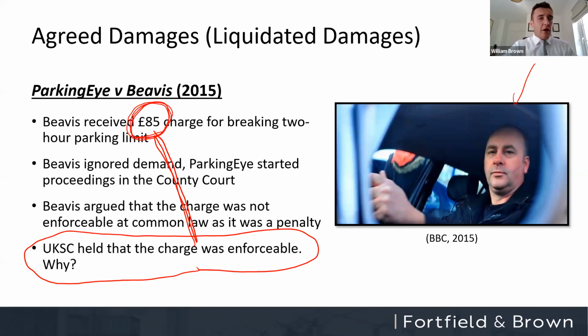Subjective, I would say it's probably objective. To the reasonable person, is £85 unconscionable? Well, put it another way, £8,500 is clearly extravagant. It is clearly unconscionable. £850, I would probably say, is very extravagant as well. But when you start to get into the realms of £85, it does fall beneath that unconscionable threshold. And for that reason, the court held that £85 was a proportionate fine for someone not paying their parking fee.